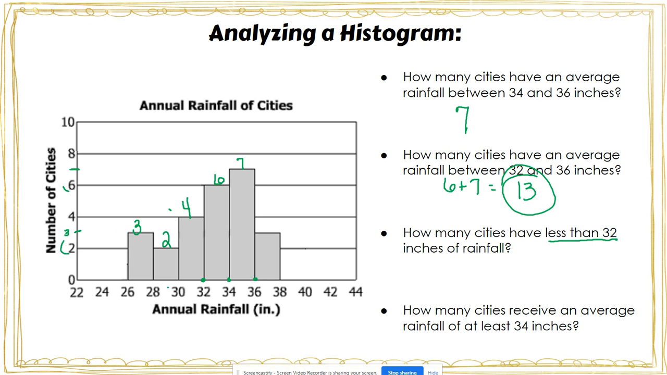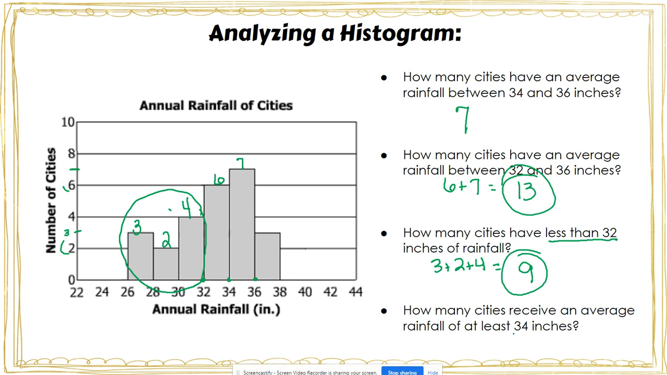is 3 cities. So to find out how many cities have an annual rainfall of less than 32, I'm going to take these 3 bars, the amounts for these 3 bars, and I'm going to add them together. So 3 plus 2 plus 4 gives me 9. So there are 9 cities that have less than 32 inches of rainfall.